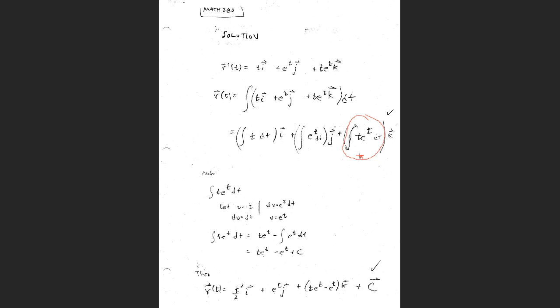We let u equal t and dv equals e to the t dt. Well, if u equals t, du equals dt, and v equals e to the t. And integration by parts, okay, says that the integral of u dv equals u v minus the integral of v du, right?